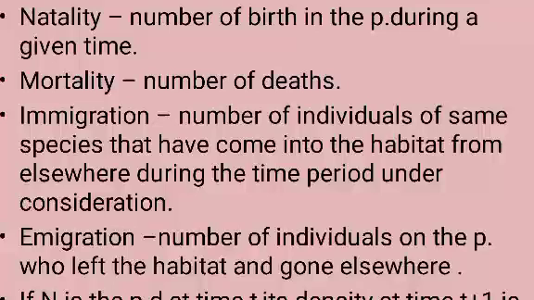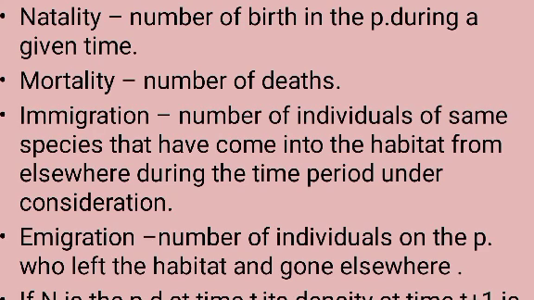Natality, we can say, is the birth rate. It refers to the number of births during a given period in the population. The number of births during a given period in the population is said to be natality or birth rate. Then what is mortality? It is the death rate. That is, it refers to the number of deaths in the population during a given period. The number of deaths in the population during a given period is called mortality.